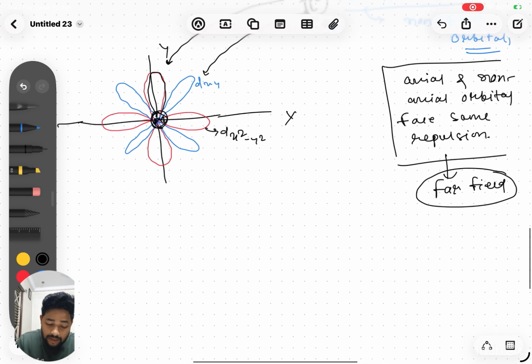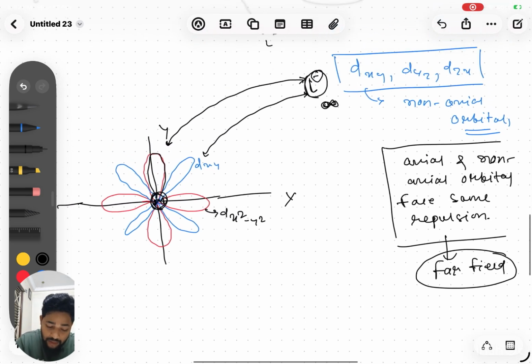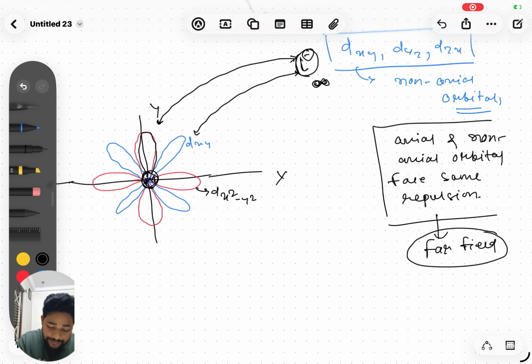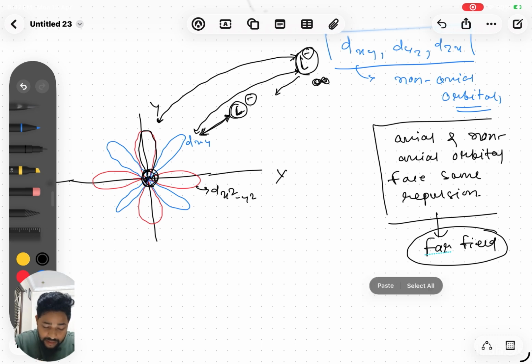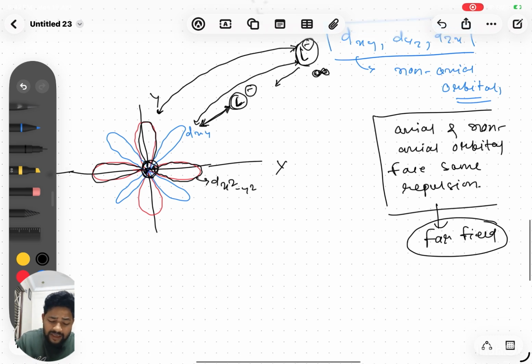But when this ligand approaches and is nearer to the tetrahedral geometry, there will be a direct head-on repulsion between the non-axial orbitals and these ligands, and there will be less repulsion between the axial orbitals, that is dx square minus y square and dz square, and these ligands. That's why splitting happens.